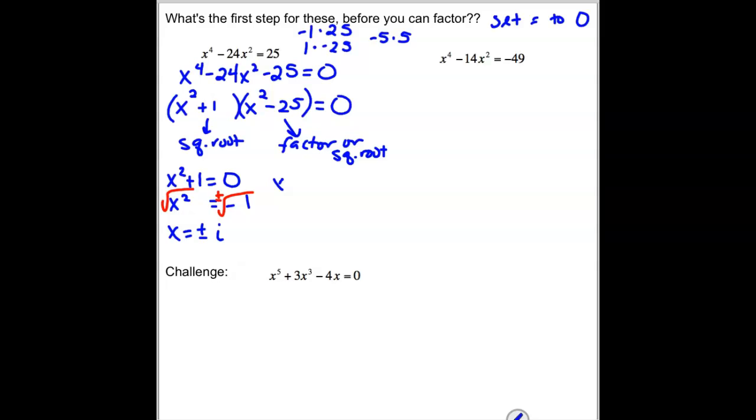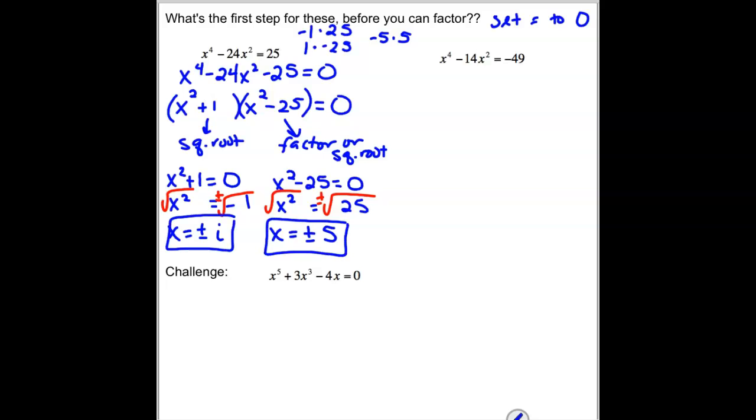For the other one, if we go ahead and solve by square rooting, we're going to add 25 to the other side. We're going to square root, but this time we are square rooting a positive 25. So we just get x equaling plus minus 5. So we get two imaginary and two real answers.